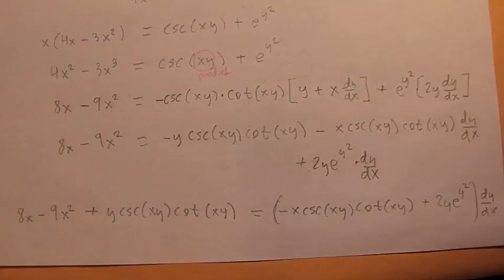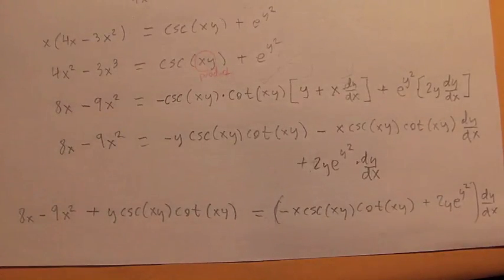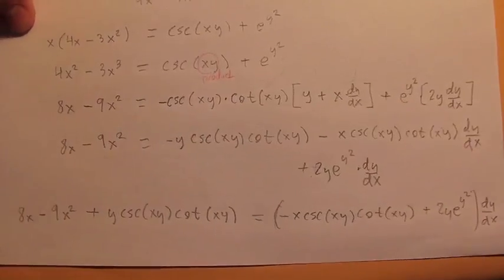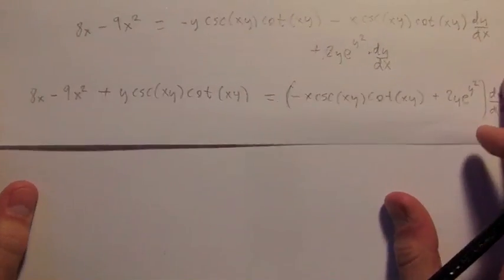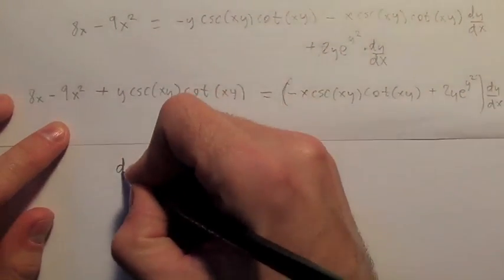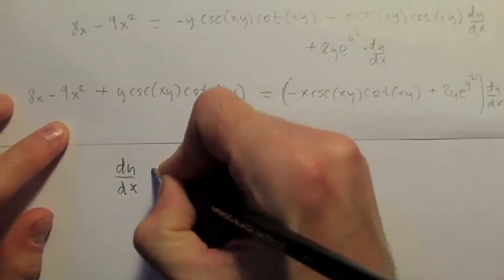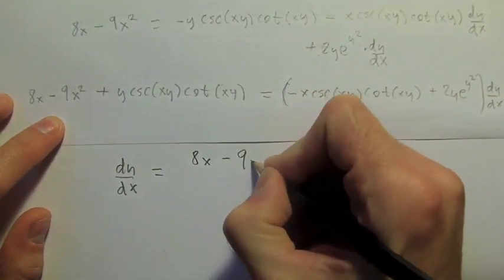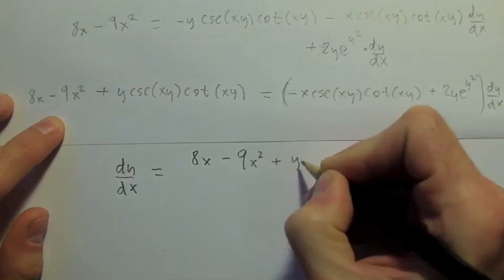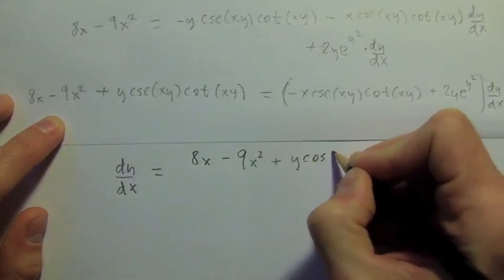Okay, and let me grab another sheet of paper here to finish this off. This is going to be, when I divide, finally, I'll get that dy over dx is equal to, I'm not going to mess with the top, it is what it has been.